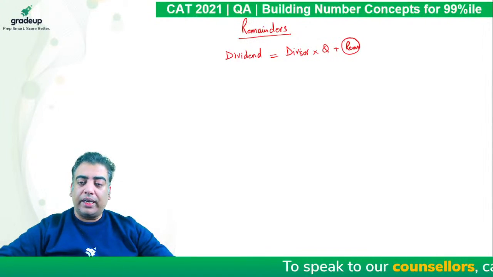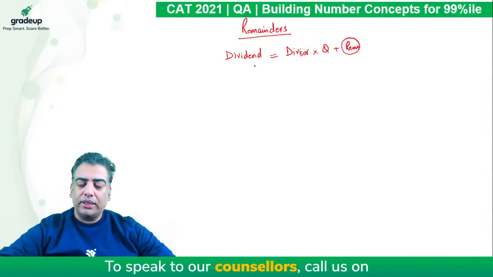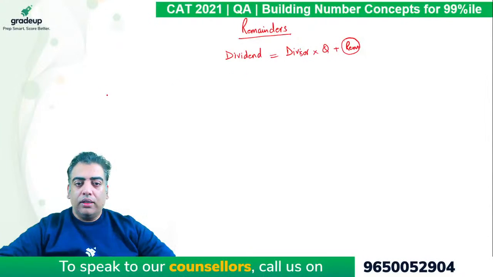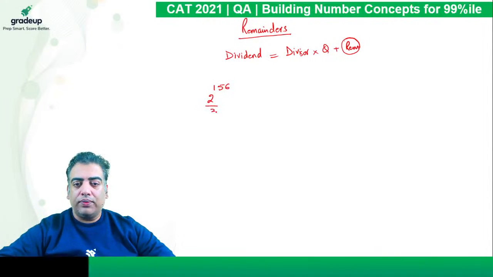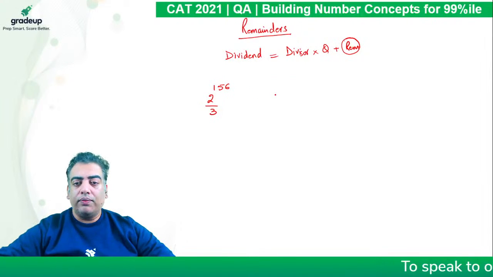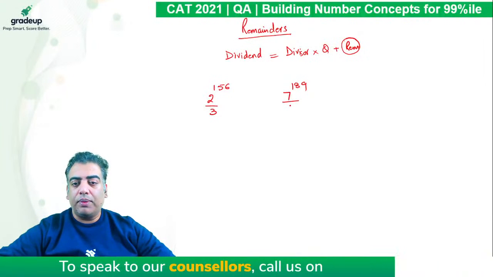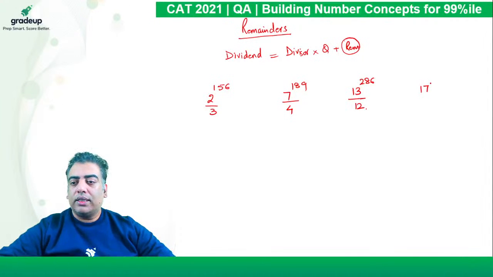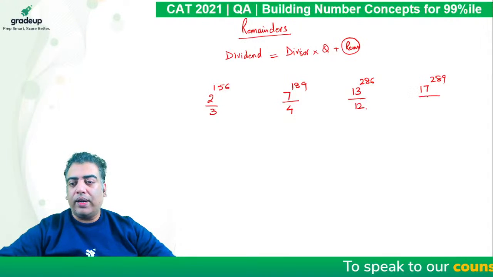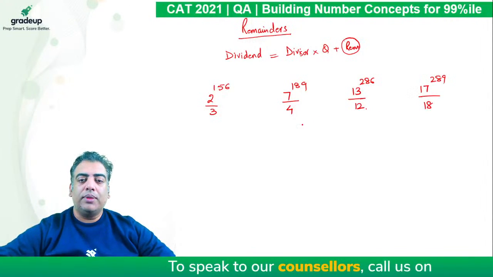So I am taking it further now. We have done a lot of examples in that class. So let's say in any case, if we are given 2 raised to power 156 when divided by 3, what is the remainder? Or if we are given 7 raised to power 189 when divided by 4, what is the remainder? Or we are given 13 raised to power 286 divided by 12, what is the remainder? Or 17 raised to power 289 when divided by 18, what is the remainder?